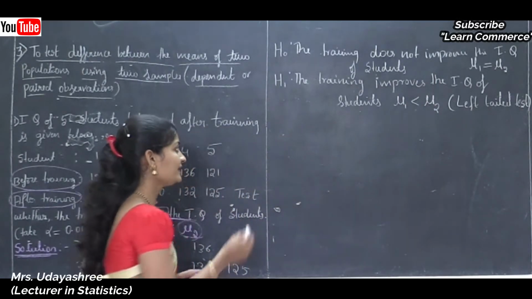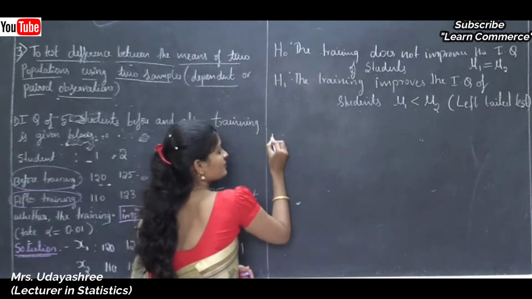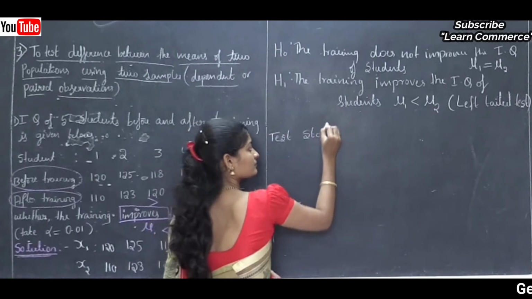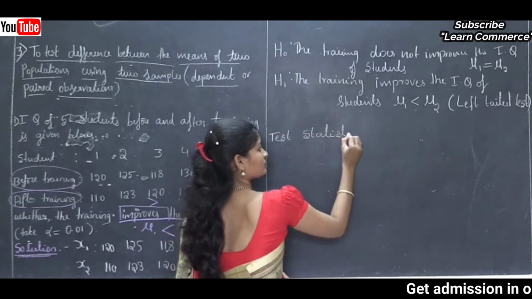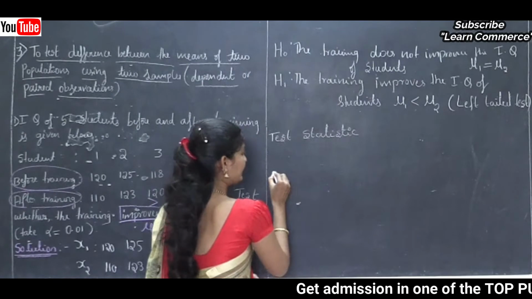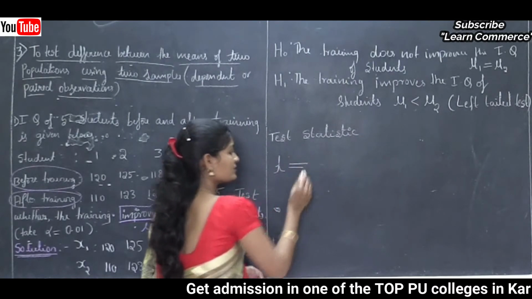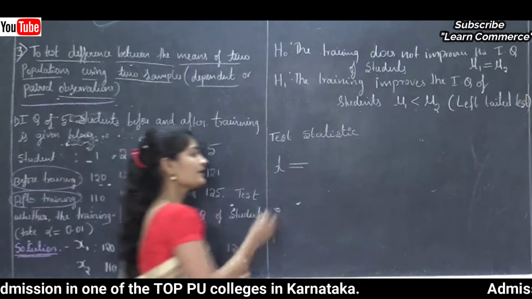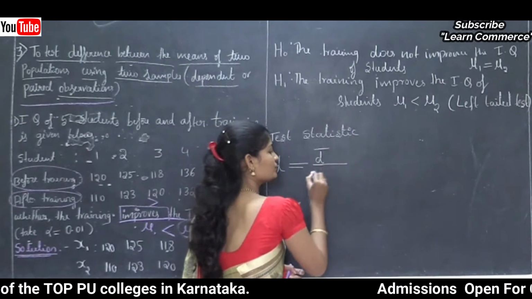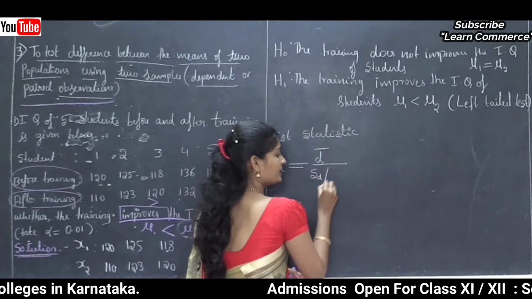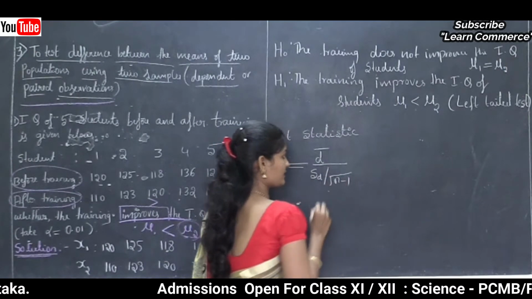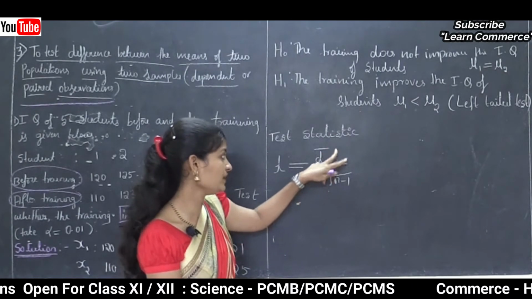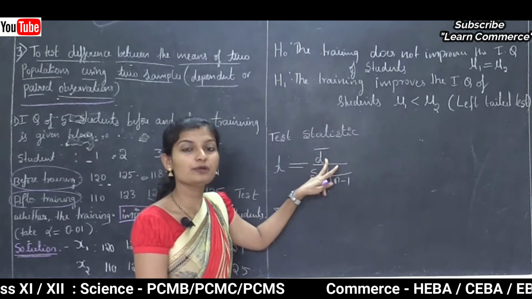Okay, next step 3 is the test statistic. So this is a t test. The t test is equal to, see, this is a paired observation. In this case, the formula is d bar divided by sd divided by square root of n minus 1. Here d bar is the mean of difference.